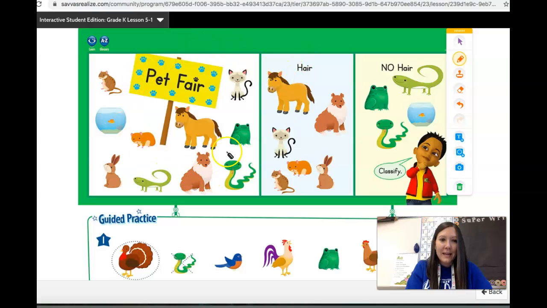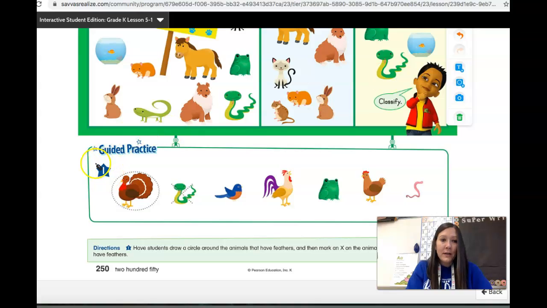Look at all of these animals that are at the pet fair. This category is for animals that have hair. This category is for animals that have no hair. Isn't that a neat way to sort or classify the animals? There are lots of different ways that we can group things. Let's take a look at number 1, star, and see how we are going to classify this group of animals.